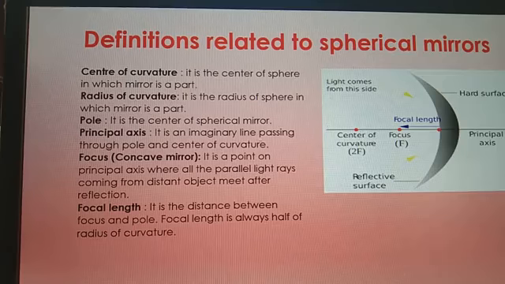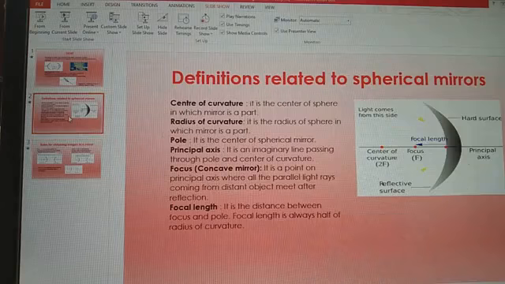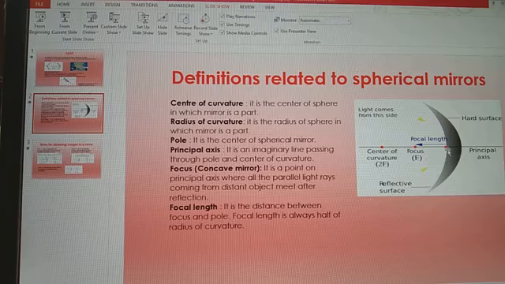Radius of curvature is the radius of the sphere of which the mirror is a part. Just understand these two definitions. There is a sphere, and the mirror has been made from a part of the sphere. So the center of the sphere is the center of curvature, and the radius of the sphere is the radius of curvature. Then what is pole? It is the center of the spherical mirror. A spherical mirror will have an aperture from where the reflection takes place. The center of that aperture is called the pole. Principal axis is the imaginary line passing through the center of curvature and pole. If an imaginary line is passing through the center of curvature and pole, that is called the principal axis.